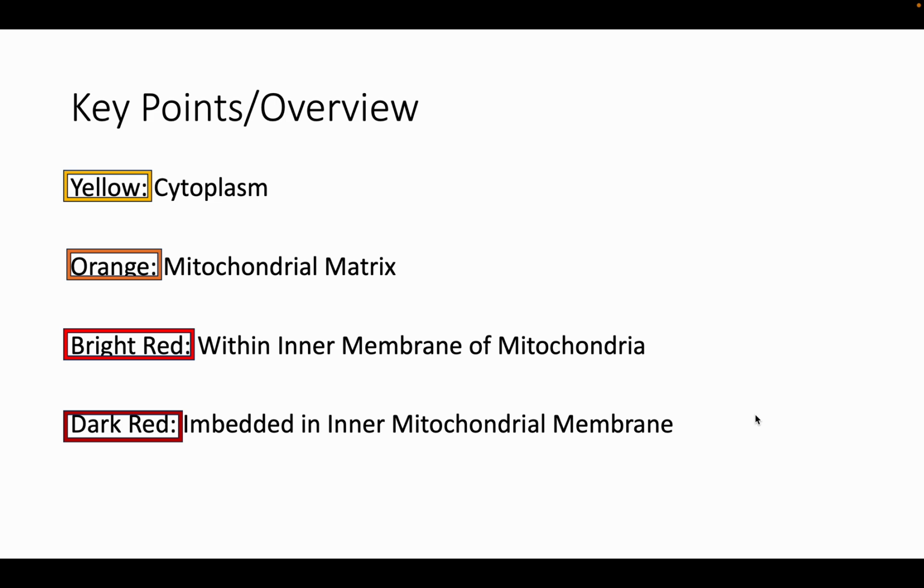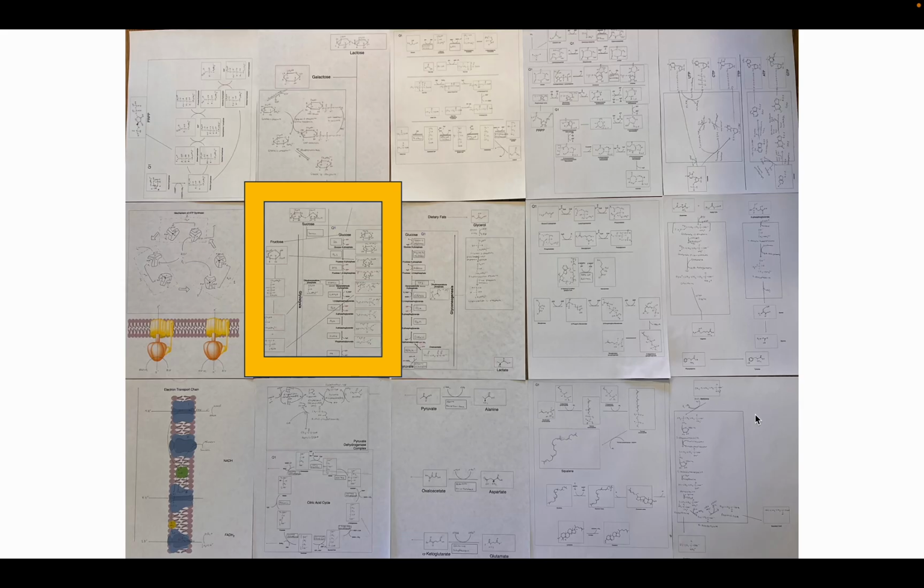Along with color coding, there will also be an overview of the metabolic map that I have drawn between each specific pathway to help us become more oriented of where we are and where we're going to be headed next. With that in mind, we're going to start with glycolysis, which is highlighted here in yellow, signifying that it happens in the cytoplasm. We're going to look at a more zoomed in picture here so we can see it better.